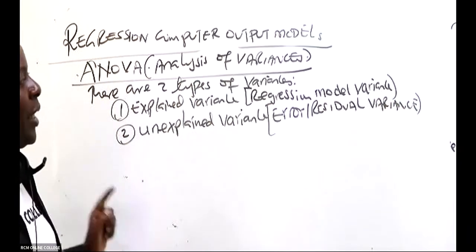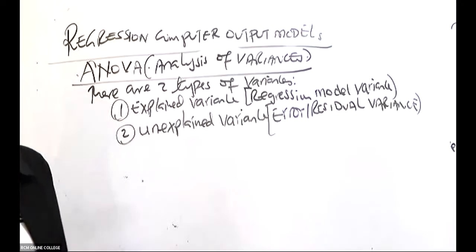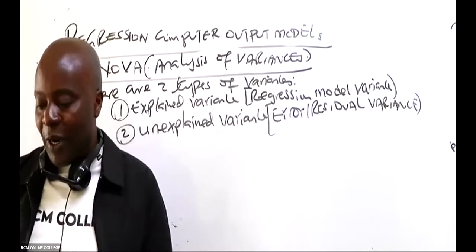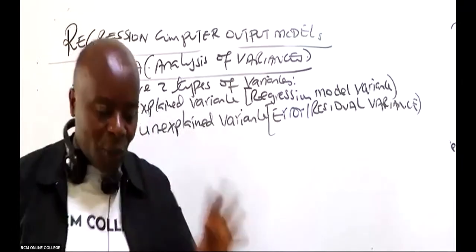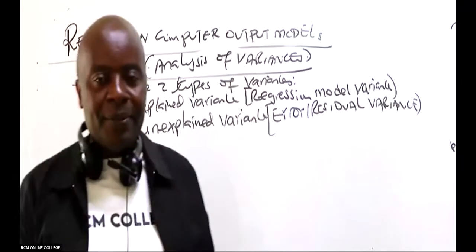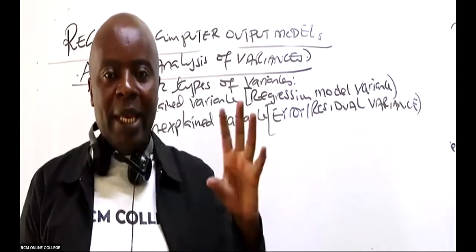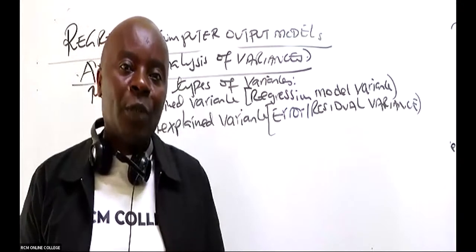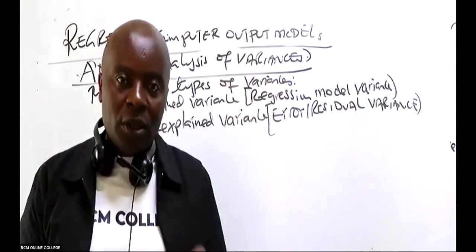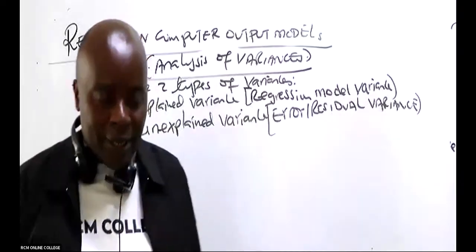We're supposed to know that whenever you're looking at an ANOVA table, we have how many types of variances? Two. The first one is what regression can manage to explain. Regression will be able to explain some variances, and there are variances that regression will never explain. We call them residual, or what here, somebody, error.